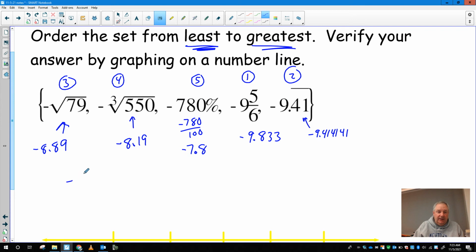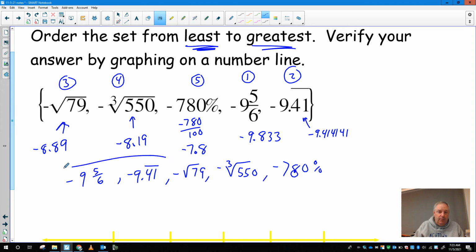So negative 9 and 5/6, comma, negative 9.41 repeating. Third is negative square root of 79. Fourth would be negative the cube root of 550. And the last one, number 5, would be negative 780%.